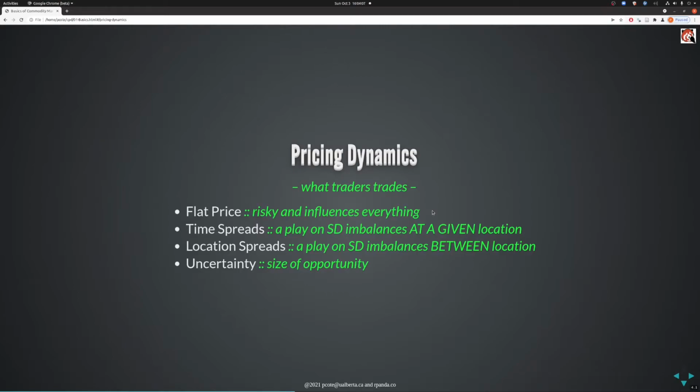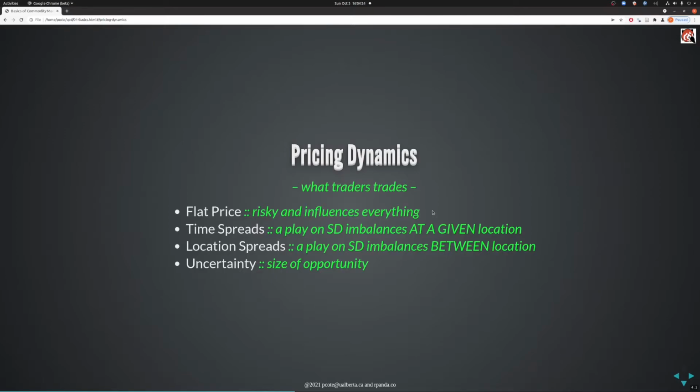Traders in commodity markets seek to generate profit from the movement of prices of commodities. So traders trade various spreads and also trade the flat price, or the outright price, of a commodity, which has a huge influence on almost every other spread.